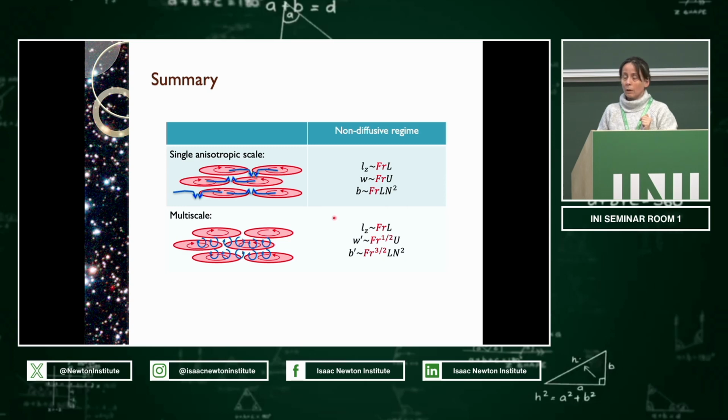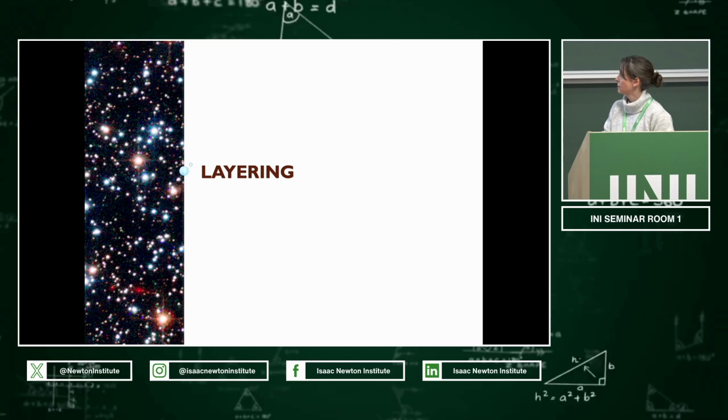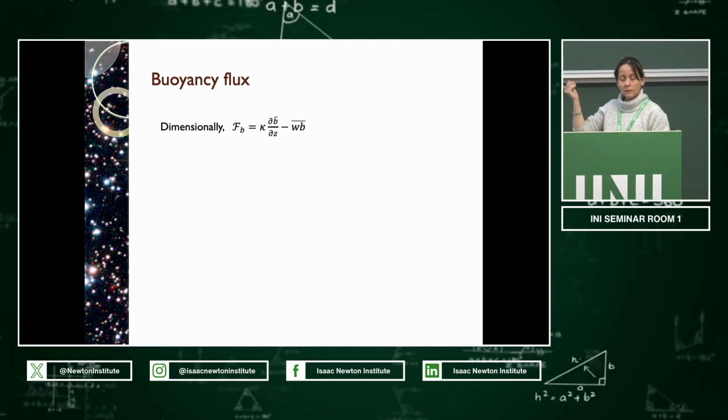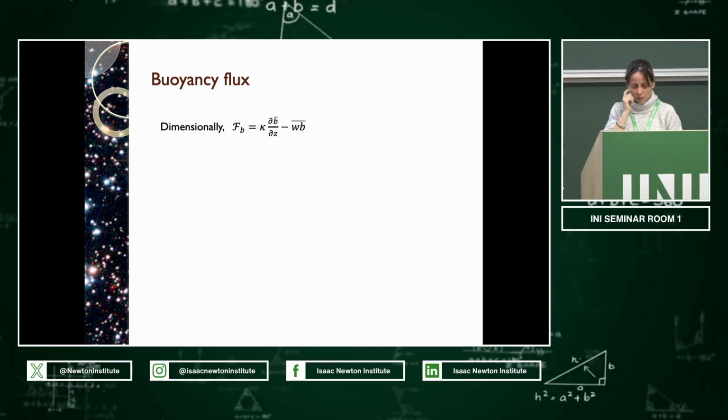So the summary is, if you have just one large horizontal scale, these are your scaling laws. If you have both a large horizontal scale and a small horizontal scale, these are your scaling laws. Okay? Now, let's go back to the question of the buoyancy flux and layering. So dimensionally, let's go back to dimensional quantities because it's easier to work that way.